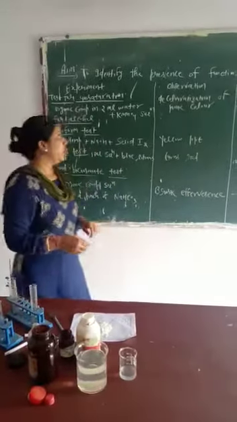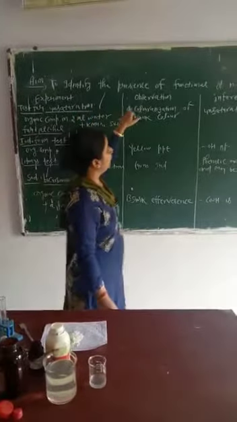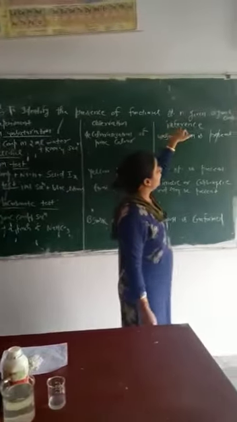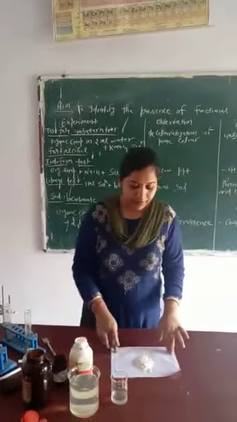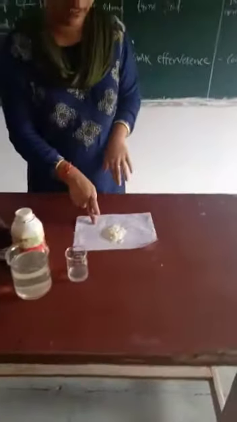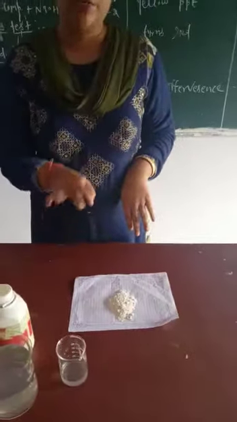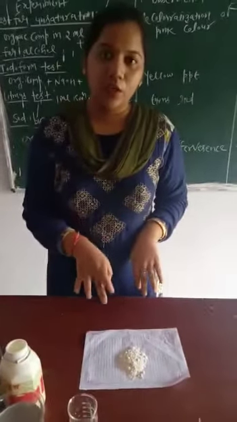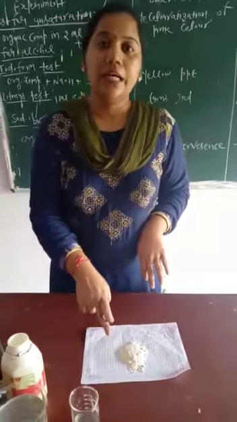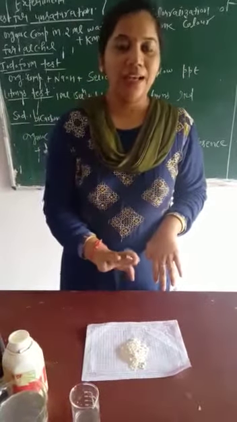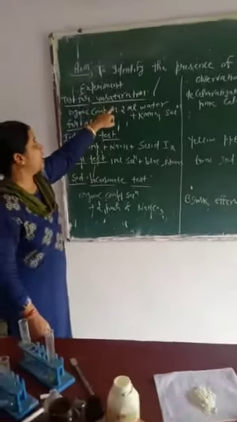Good morning student. Today we will start the first experiment to identify the presence of a functional group in a given organic compound. Now you can see that this is the given organic compound. Whether this compound may be alcohol, phenol, aldehyde, ketone or may be carboxylic acid, we will confirm it with the help of testing. Now first we will do the test for unsaturation.